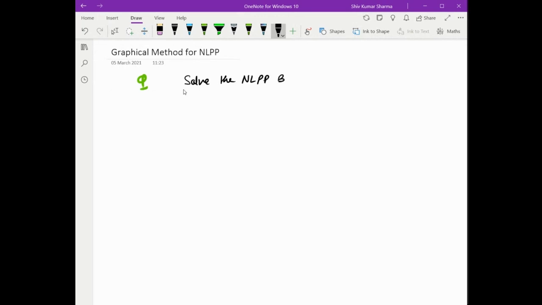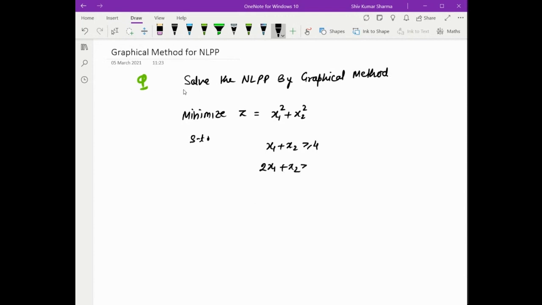Solve the NLPP by graphical method. NLPP by graphical method. So the problem is given as: minimize z equal to x1 square plus x2 square, subject to the constraints x1 plus x2 greater than or equal to 4, and second, 2x1 plus x2 greater than or equal to 5, and x1, x2 greater than or equal to 0. So this is the problem.